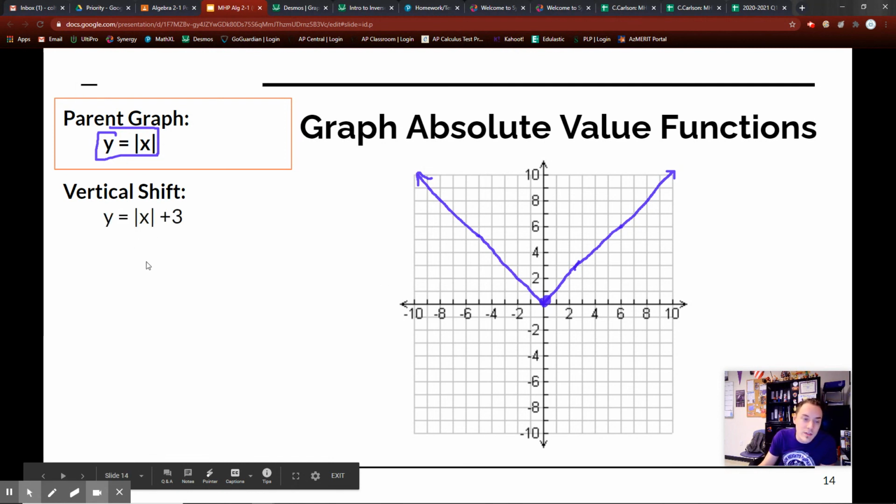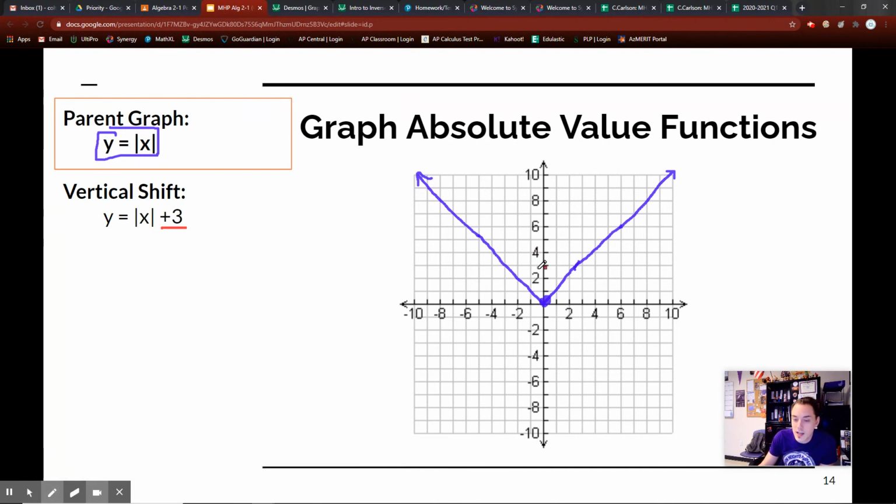Let's just say I want to vertically shift it. What does that mean? If I want to vertically shift it, it's going to have a +3 on top, which means I'm just going to move this point 1, 2, 3 points above. That's what it means. So it's going to look something like this, roughly. It doesn't need to look perfect.